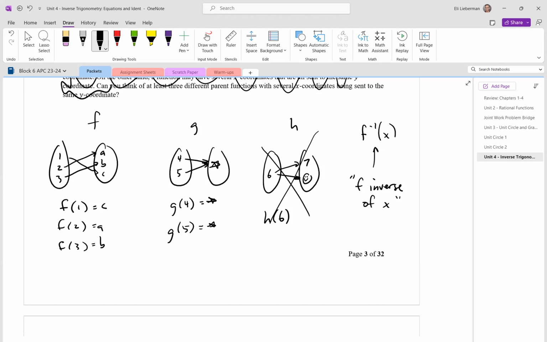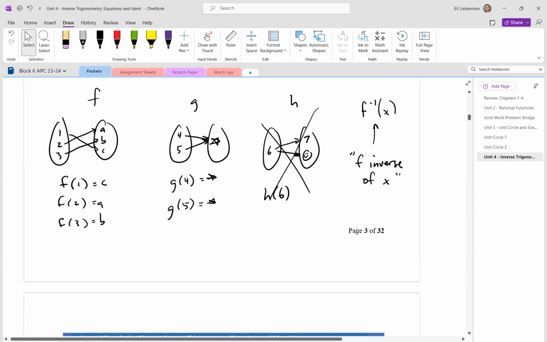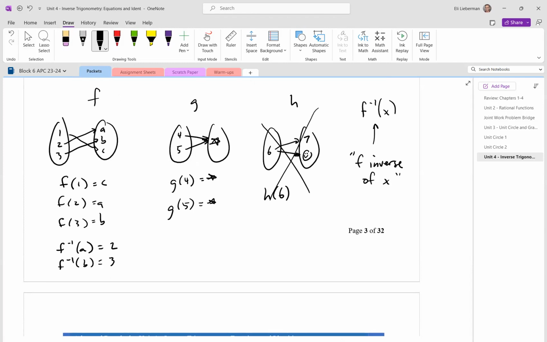It's just confusing notation. So going back to my function here, if I'm talking about f inverse of a, do we see what that would be equal to? It's 2. It reverses the order of a function. So domain becomes range, range becomes domain. So f inverse of a, we could say is equal to 2. F inverse of b, oops, why am I putting negative 2 there? F inverse of b is equal to 3.